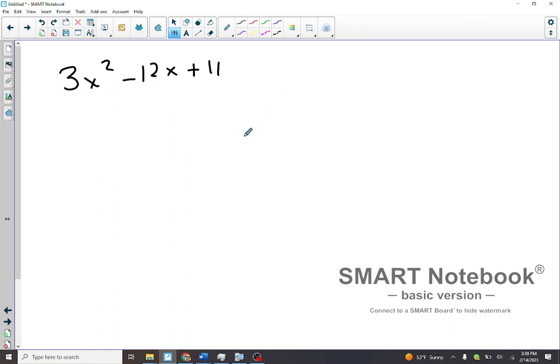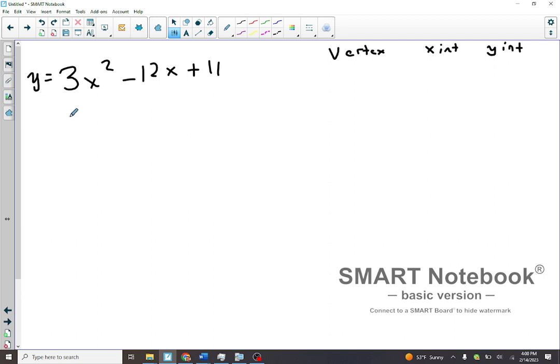So you're graphing this quadratic. What's the problem in this case? It's not in what form? It's not in vertex form. Yeah, vertex form. So from here, we're going to get into vertex form.